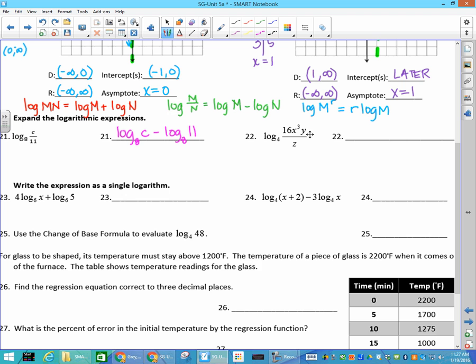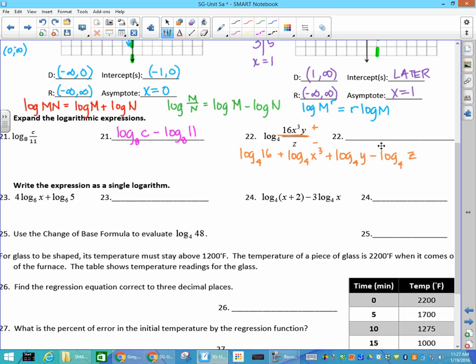So what I find the easiest to do when you have a division problem like this is to identify each factor in the problem, which is 16, x to the third, y, and z. You're going to break it up, and anything that's on the top is going to be positive, and anything on the bottom is going to be negative. So it's going to look like this: the log base 4 of 16 plus log base 4 of x cubed plus log base 4 of y minus log base 4 of z.